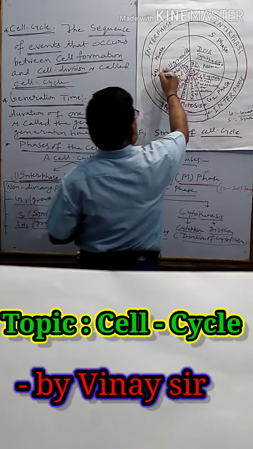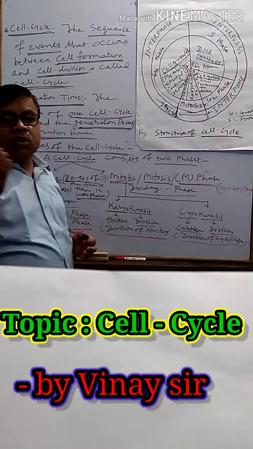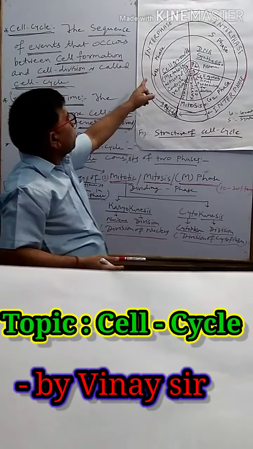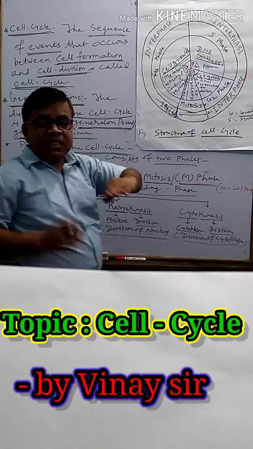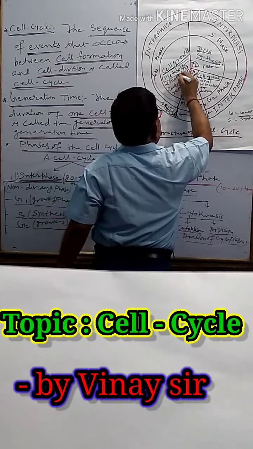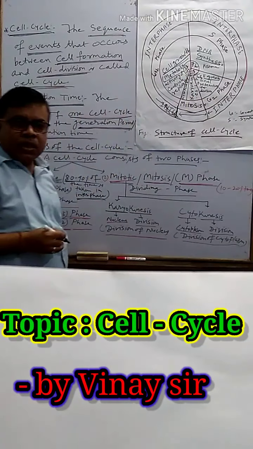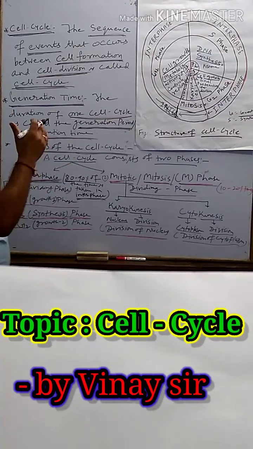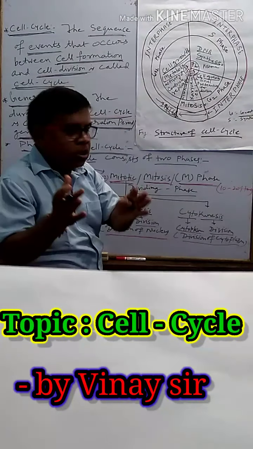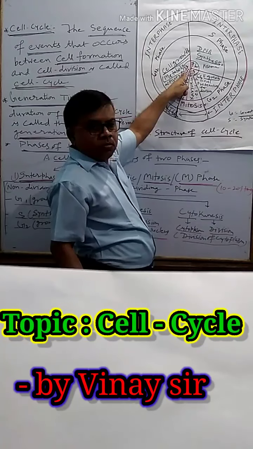Number one, G1 phase. G for growth. Here write down, G for growth. Growth 1 phase. This phase is the active growth phase. In this phase, metabolic activity occurs and centrioles replicate. This phase lasts about 11 hours.